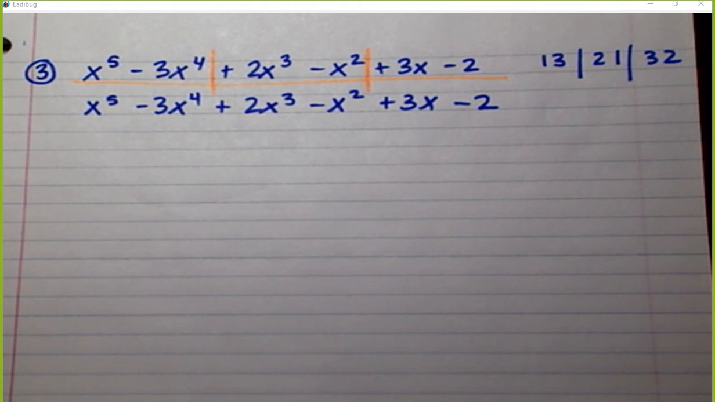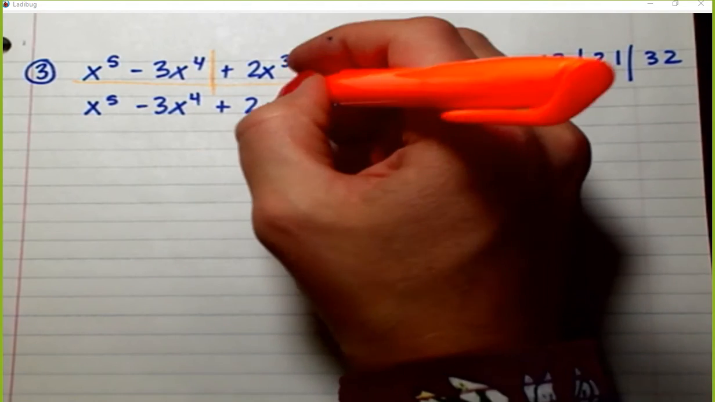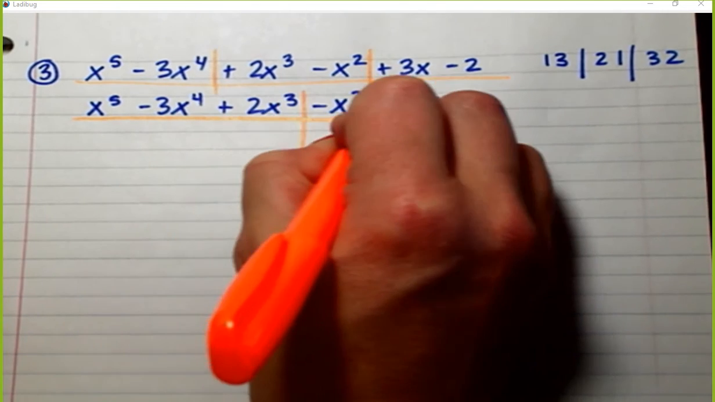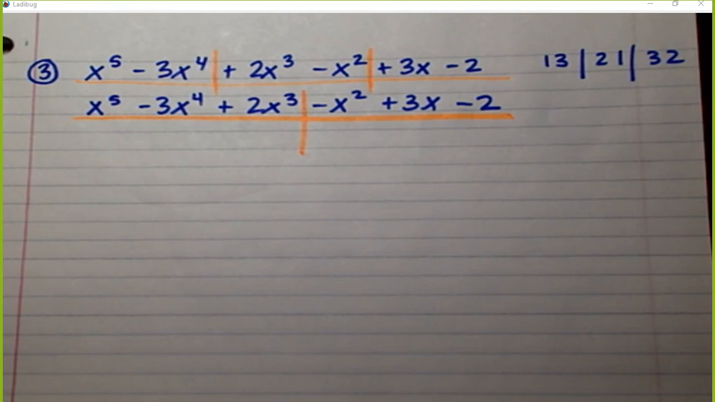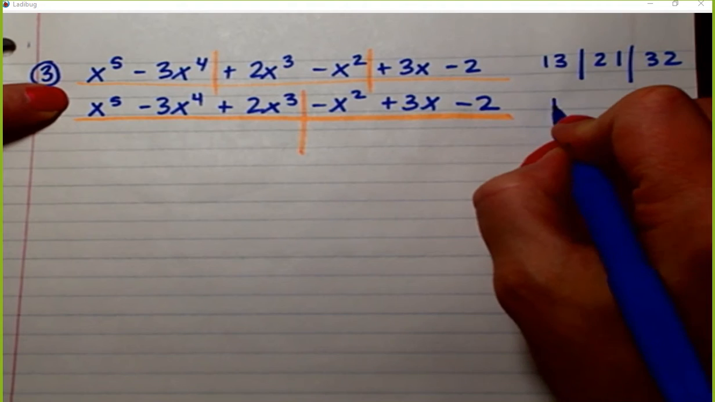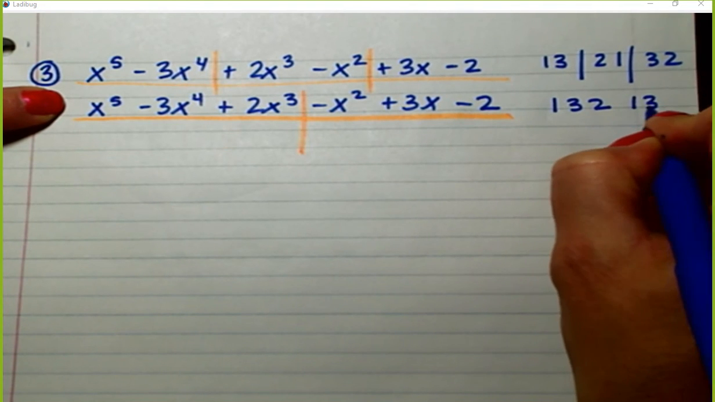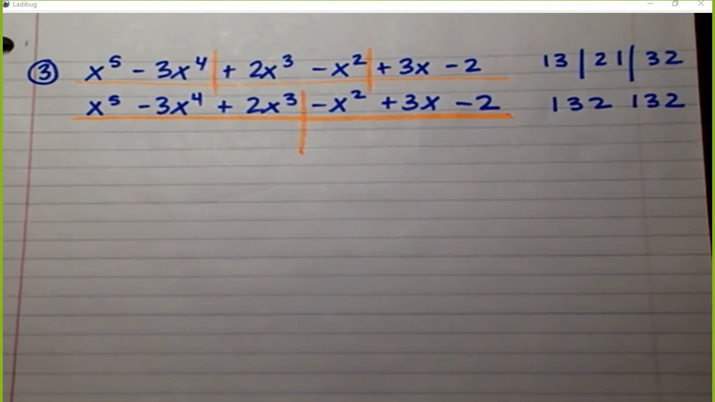So next, I'm going to split it into 2 even groups like this. And then I'm going to look at those coefficients. 1, 3, 2, 1. Oh, see that? It's the same coefficients.